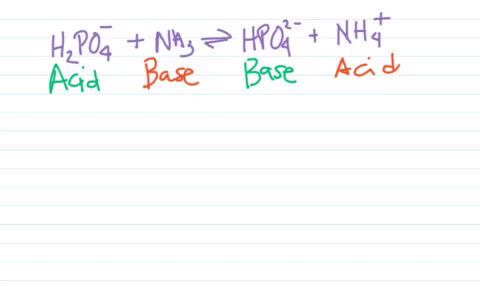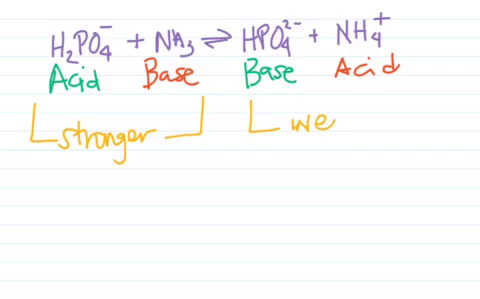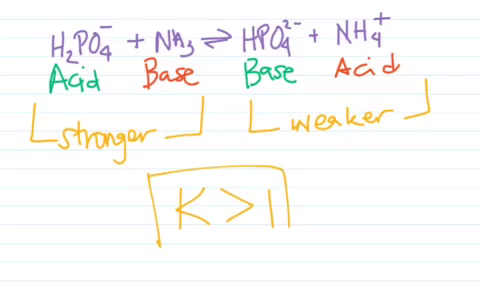Now we need to figure out which one's stronger. Again, I'm just going to look at the bases on the chart on page 790. Because NH3 is a stronger base than HPO4 2-, that means this side is stronger, and this side is weaker, and our K is going to be greater than 1.